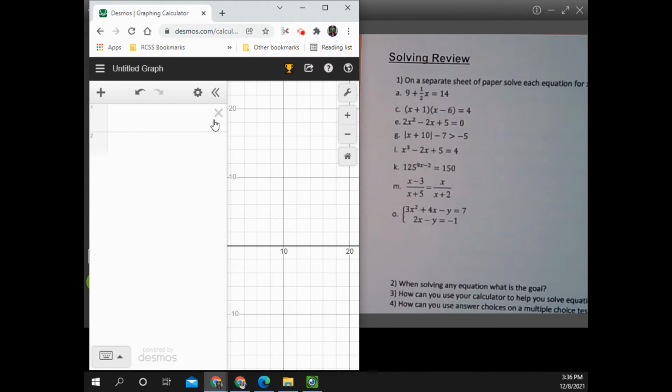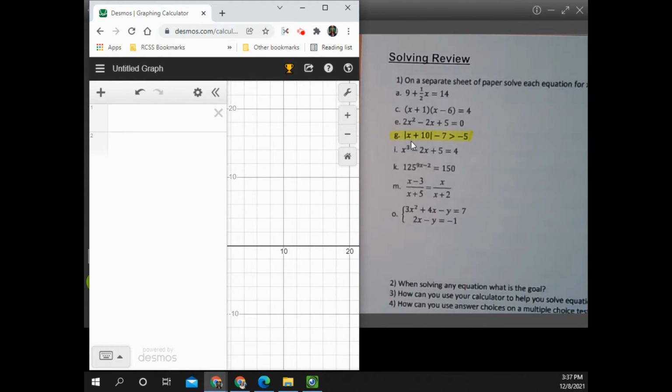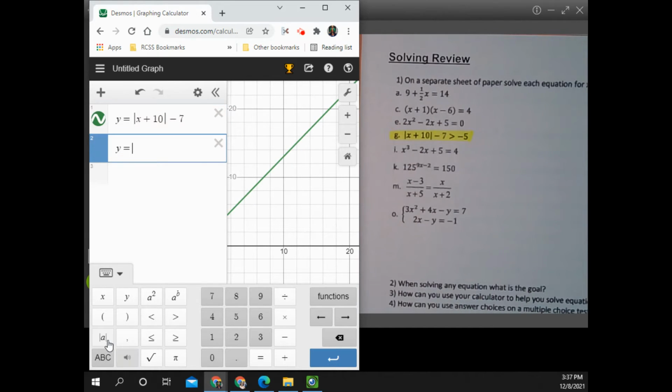Now, what about inequalities? So I'm looking at G. All right, so check out G real quick. You still plug this in the exact same way. So I'm going to say y equals, you can find your absolute value bars right here on your keyboard, or you can press shift, and right above the enter, there's a little up and down line that you can click. Okay, so absolute value of x plus 10, close it, minus 7, and then y equals negative 5. So notice I still typed it in the same, all right? It's just no longer equal.